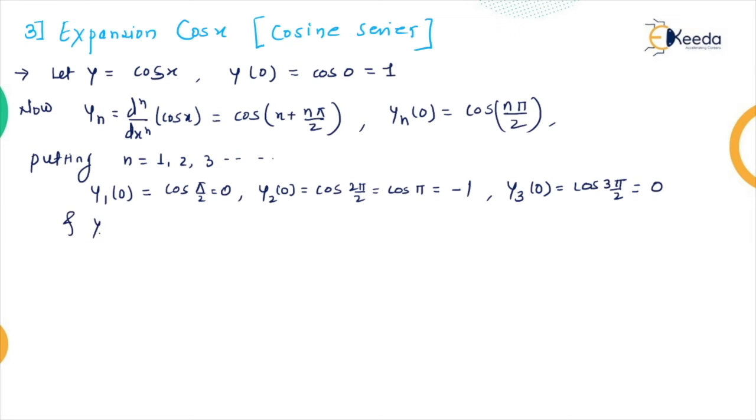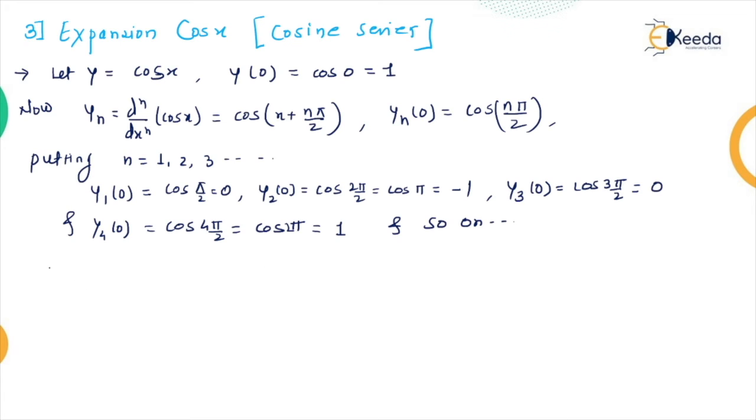And suppose you have to write y4 of 0, that is cos of 4 pi divided by 2, so we get cos of 2 pi, and cos of 2 pi you know very well is 1, and so on.